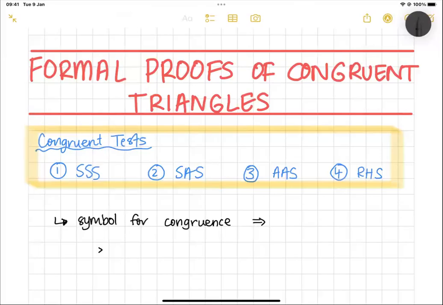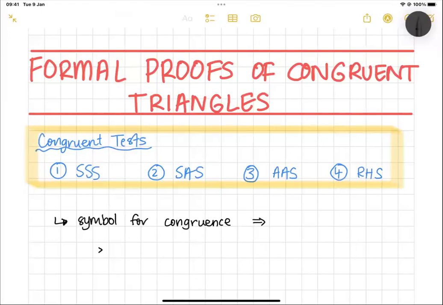Welcome back. This will be our third lesson on properties of geometrical figures. This lesson will look at the actual formal proofs of finding whether a pair of triangles are congruent, right?